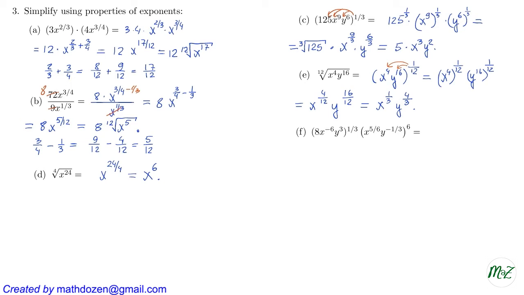Then in part F, we have 2 parentheses raised to different exponents.